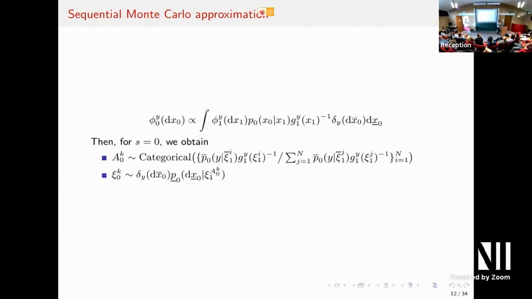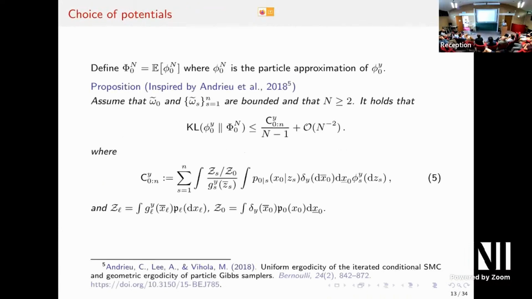You haven't told us yet how you find the G's, right? Yeah, exactly. We're going to talk about this right now. I'll talk about SMCD later. Let's talk about it later. I think it's a better idea. And then the choice of the sequential potentials.